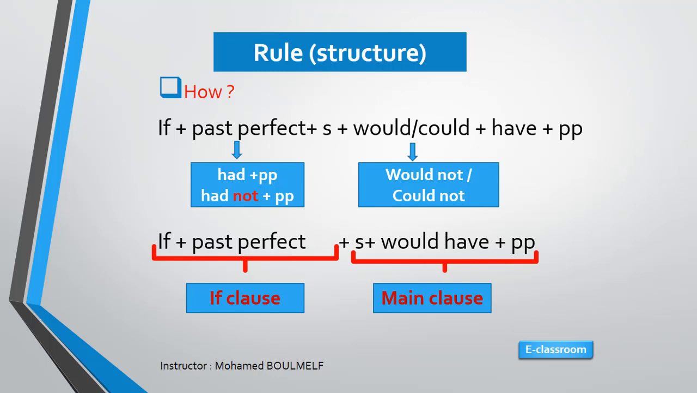Let's take an example. If I had had enough money, I would have bought a new car. So I would have bought a new car is the main clause, okay? But if you say if I had had enough money, that is the if clause, and you stop, it means that the meaning is not complete, it's not clear, okay? So you need something else. Don't panic, we're going to see these things in detail.